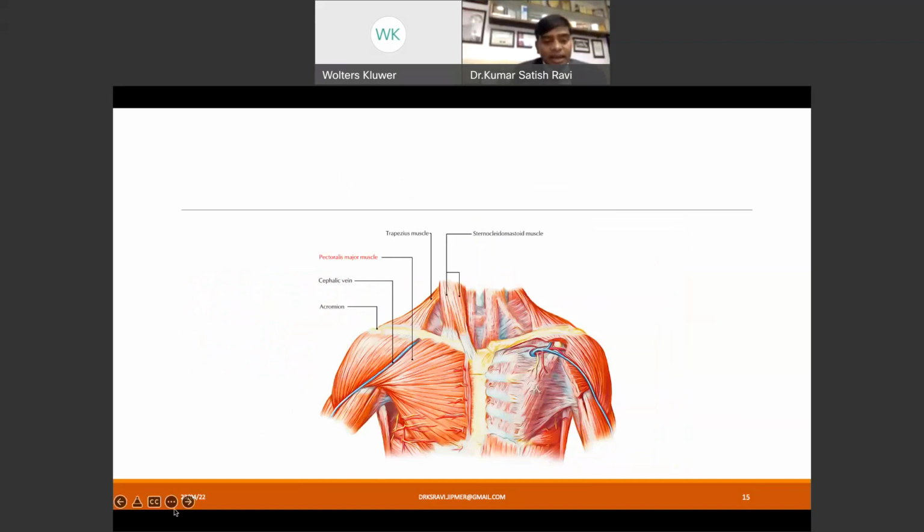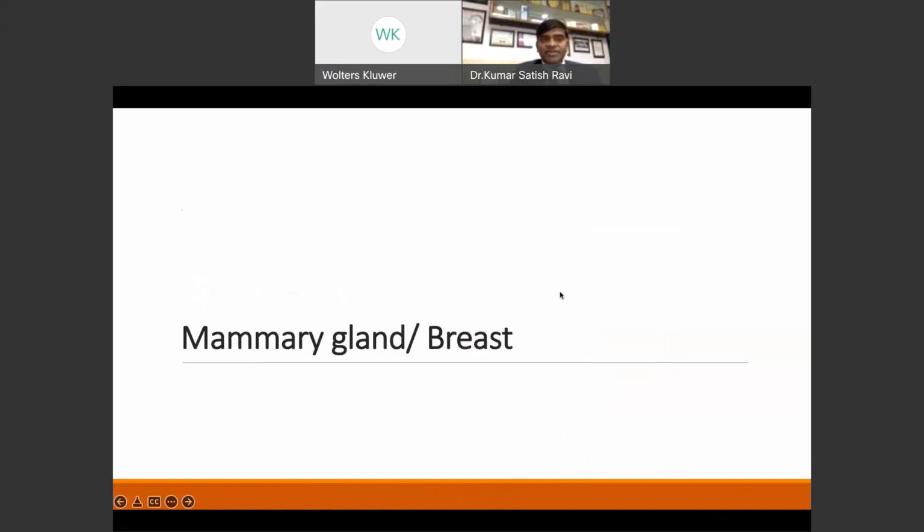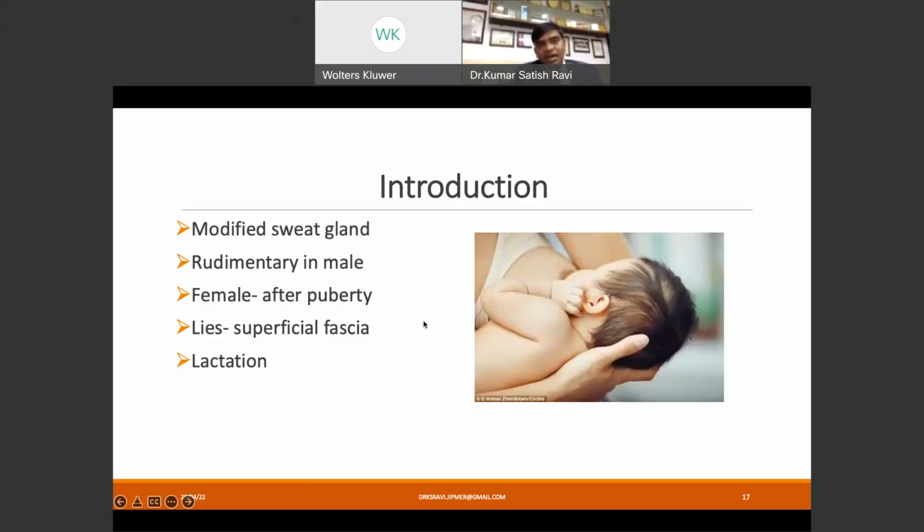Now we will see about the breast. The mammary gland, or the breast, is a modified apocrine sweat gland, which is rudimentary in the male and fully functional in the female after puberty, and it produces milk to feed the babies. The breast lies in the superficial fascia, and two-thirds of the breast is present in the superficial fascia. Because this superficial fascia covers the pectoralis major muscle, it is also called the pectoral fascia.